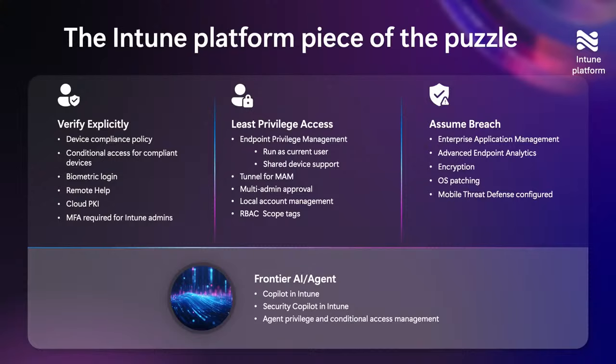For least privilege access, the features we're going to be looking at are things like endpoint privilege management, including things like run as current user and shared device support, as well as Tunnel for mobile application management, role-based access control, and shared device support. Finally, with assume breach, these are going to be features like enterprise application management, advanced endpoint analytics, encryption, OS patching, and mobile threat defense configuration.